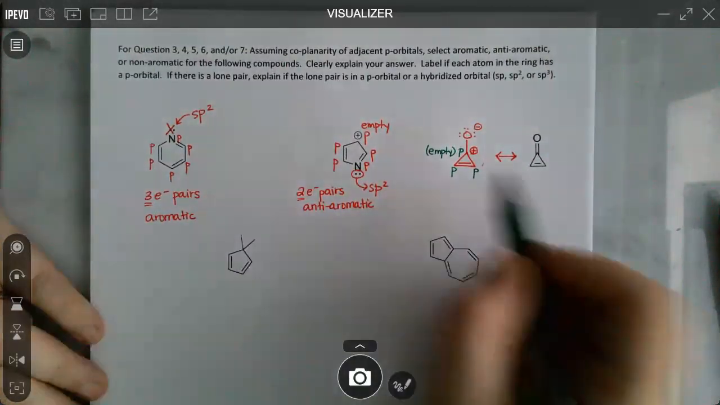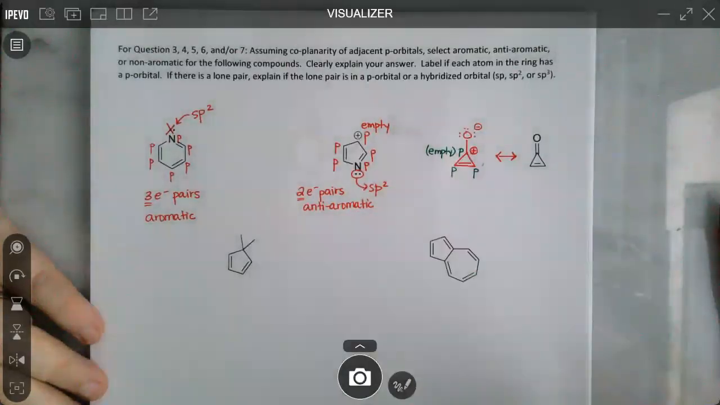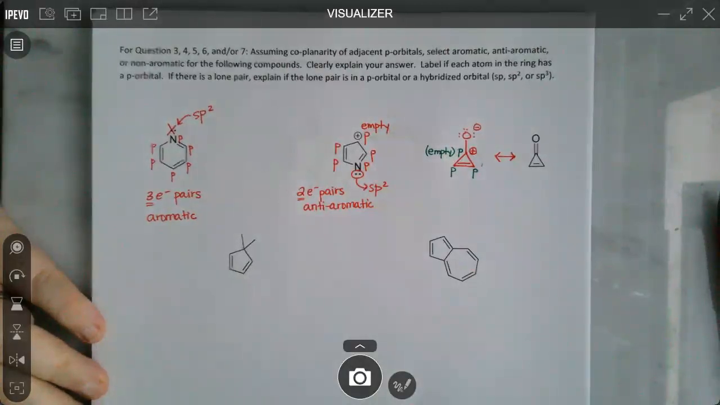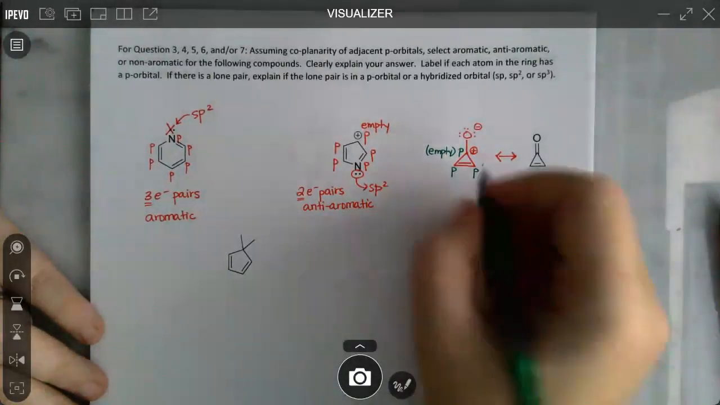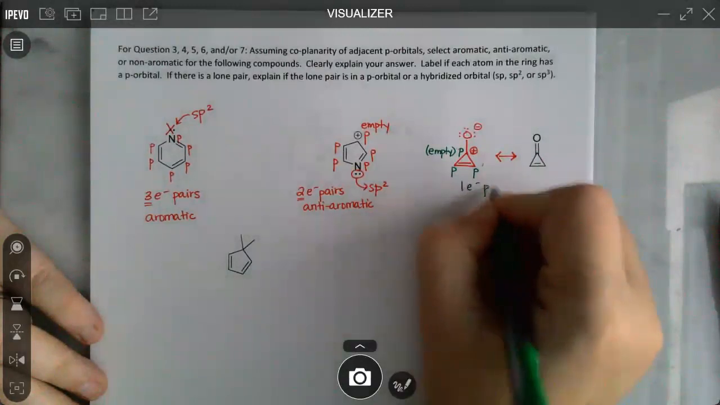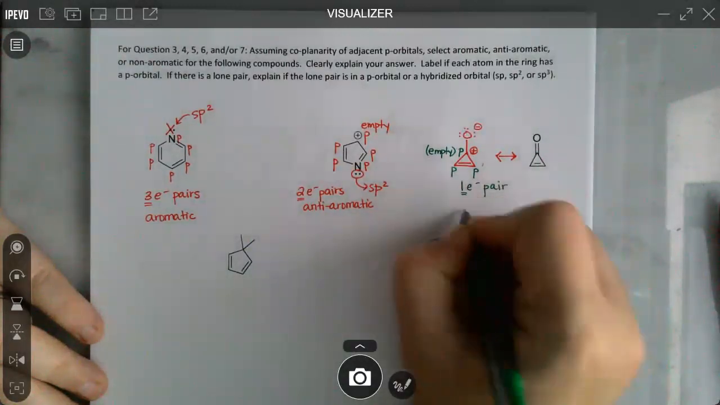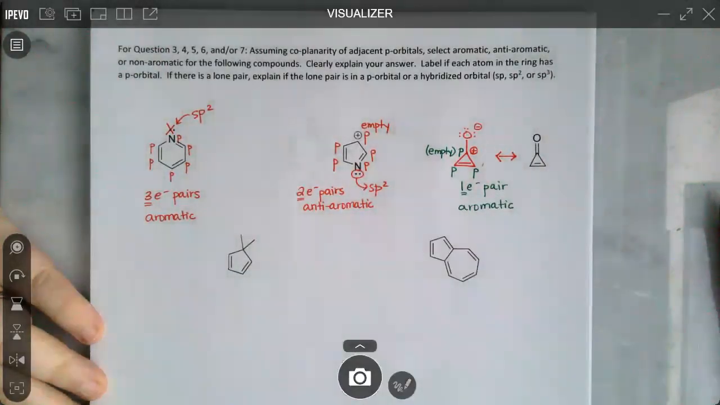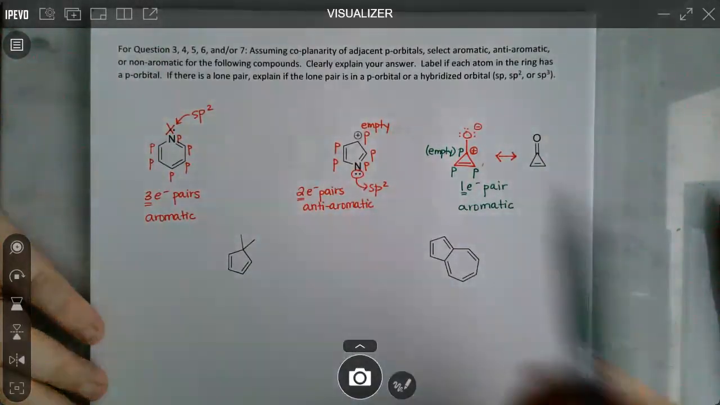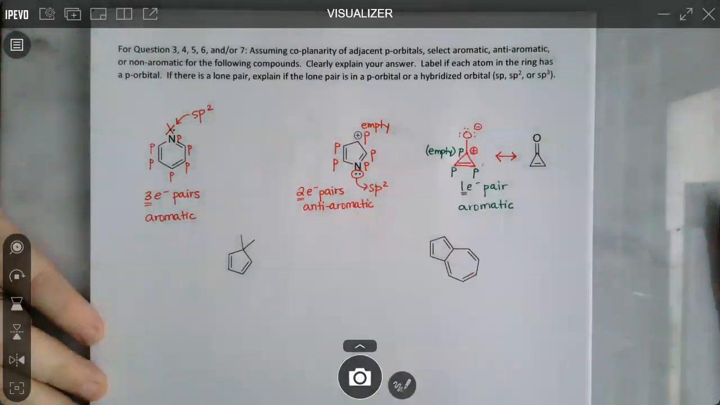So now we have a p orbital all the way around the ring. We have to assume it's coplanar, which means depending on the number of electron pairs, it's either going to be aromatic or anti-aromatic. There's only 1 electron pair. 1 is an odd number. So this is aromatic. Again, we don't count the electrons in the pi bond because they're primarily outside of the ring on the oxygen atom.